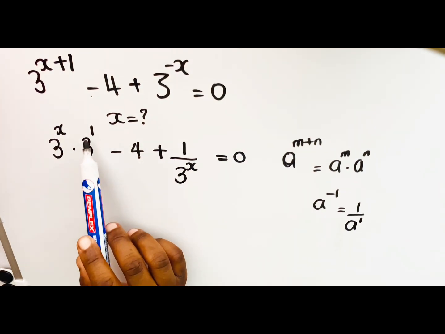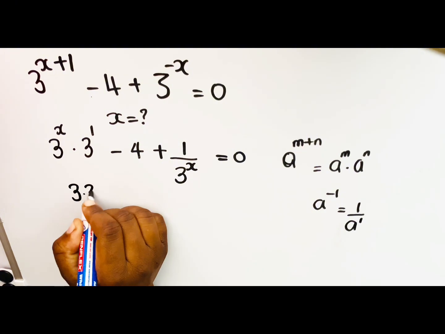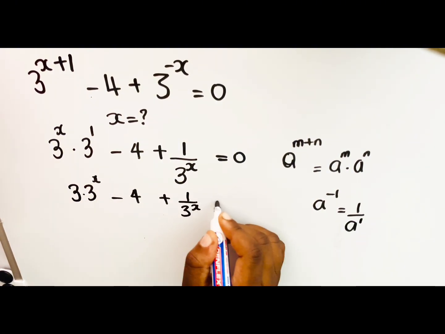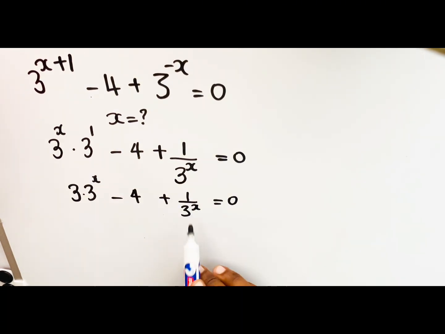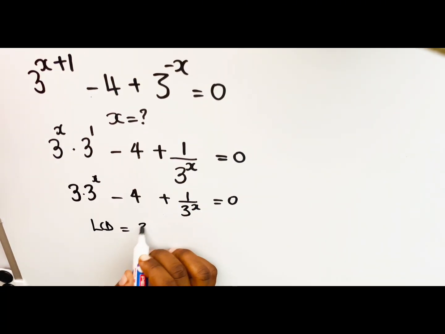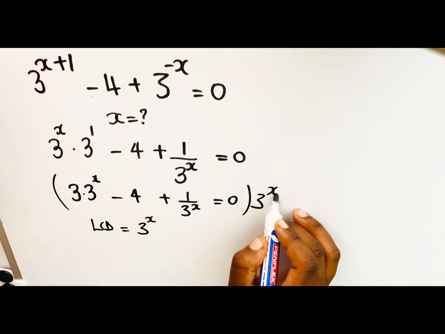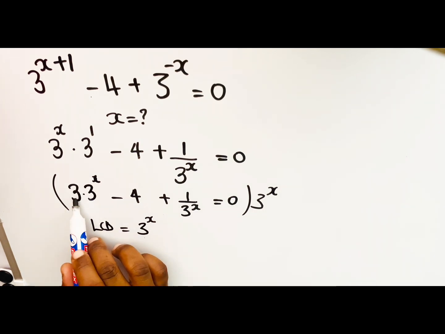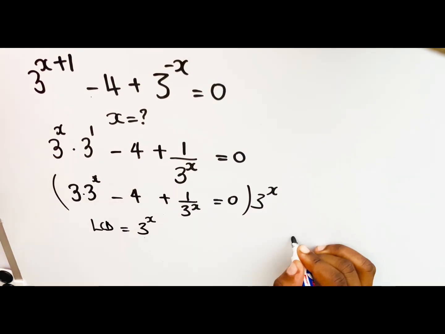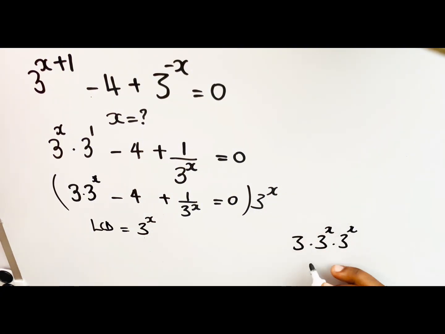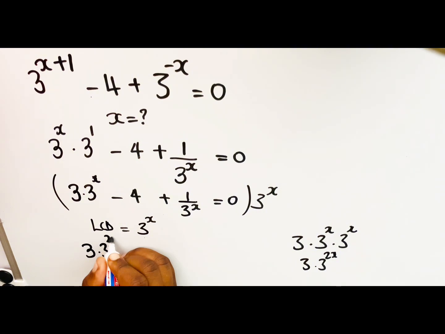The 3 exponent x times 3 is the same as 3 times 3 exponent x, minus 4, plus 1 over 3 exponent x is equal to 0. We have a denominator, so the LCD is 3 exponent x. Multiply the entire equation by the LCD of 3 exponent x. So 3 exponent x times 3 times 3 exponent x. We keep the base 3, and with the same base we add the exponents, so it becomes 2x. So now we have 3 times 3 exponent 2x.